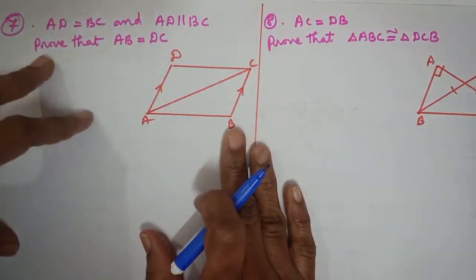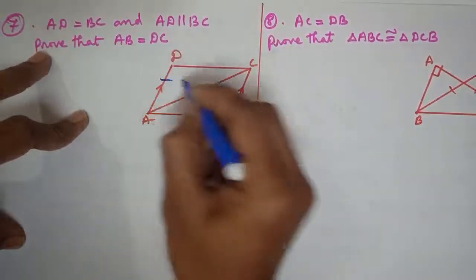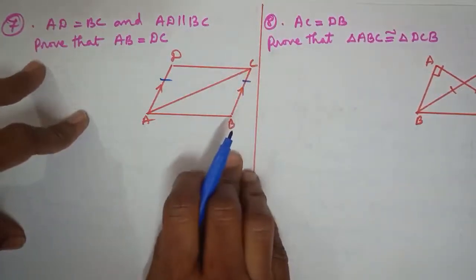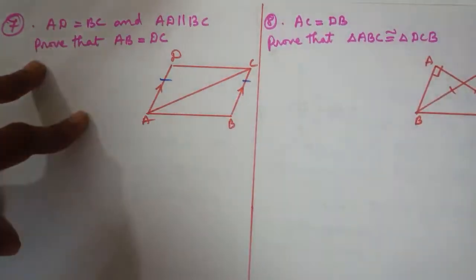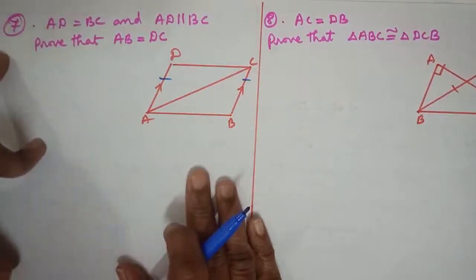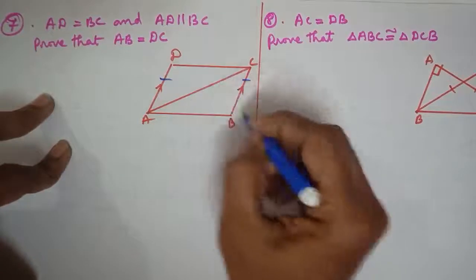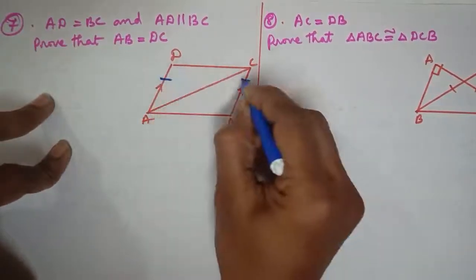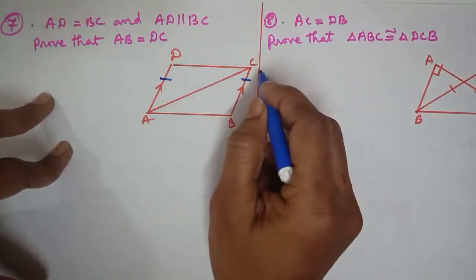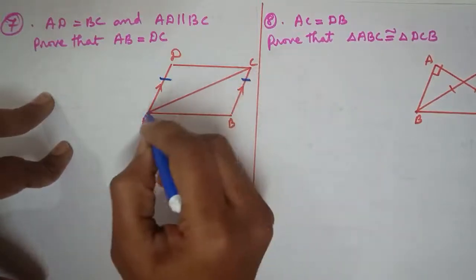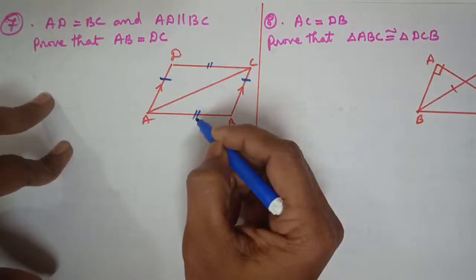Students, listen here, AD is equal to BC. So this side will be equal to this side. And AD is parallel to BC. Prove that AB is equal to DC. These two sides are equal. We have to prove it.